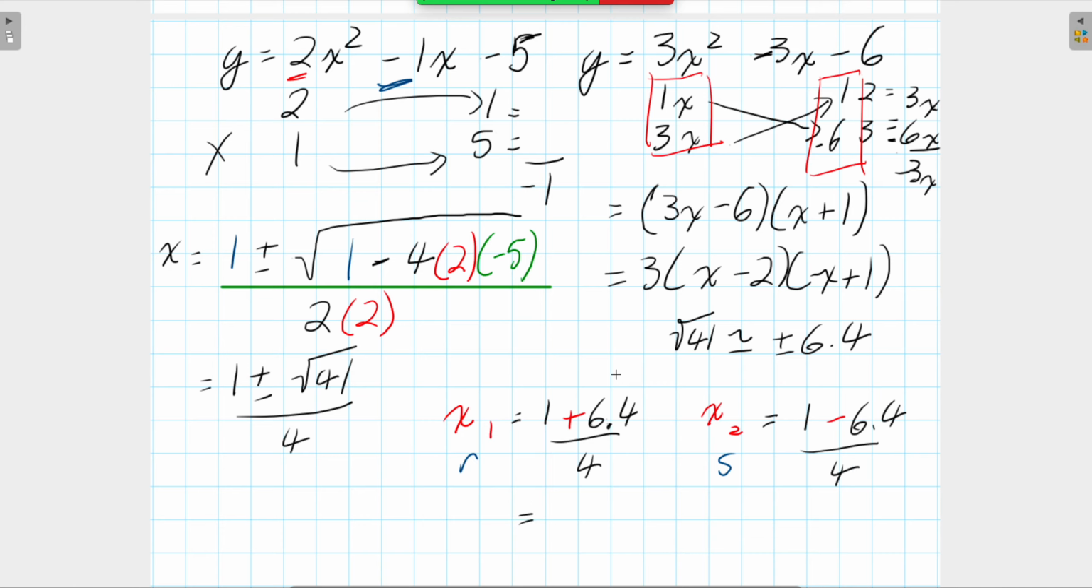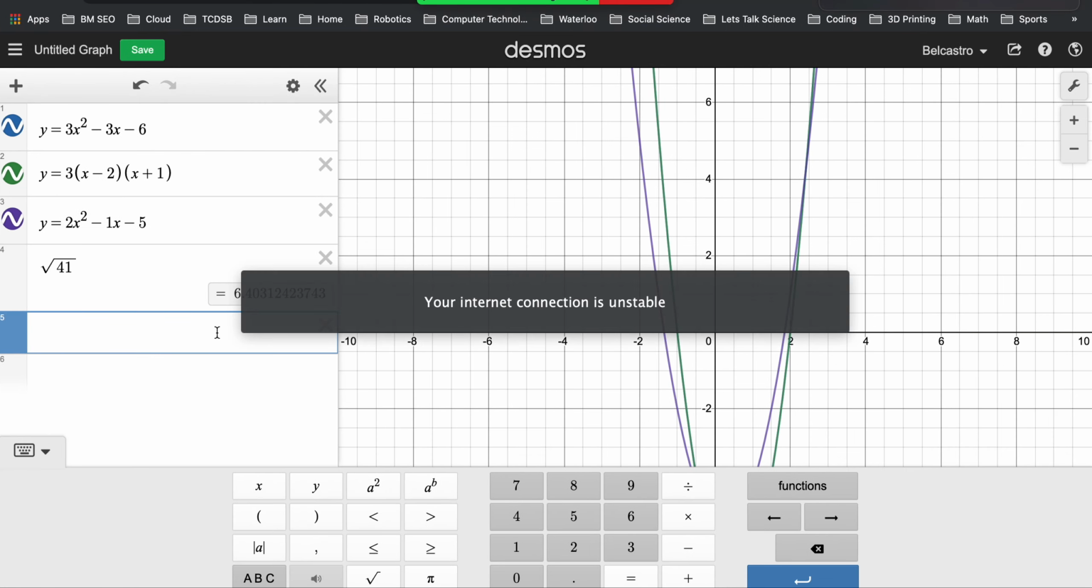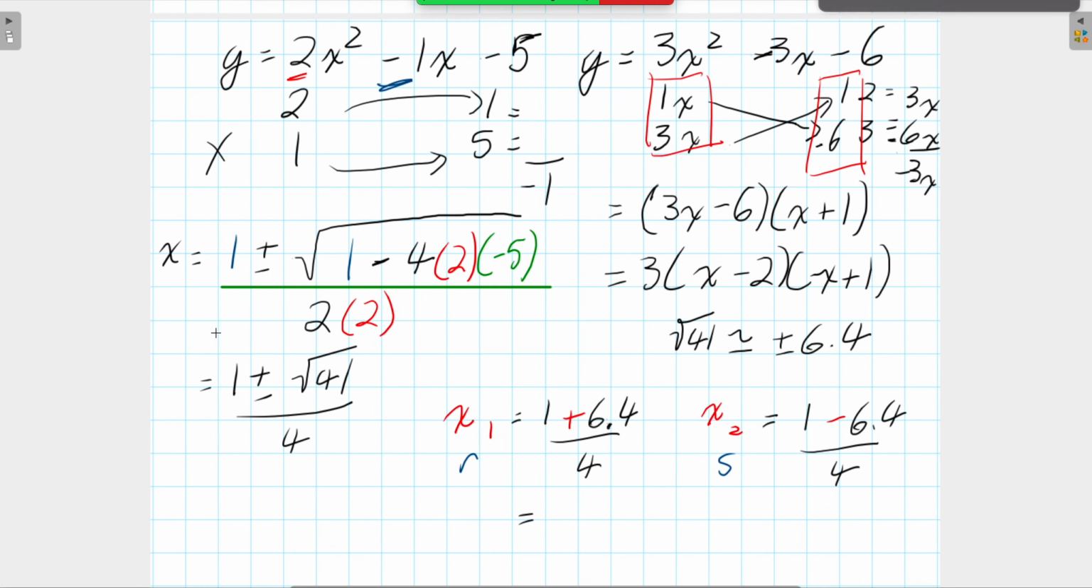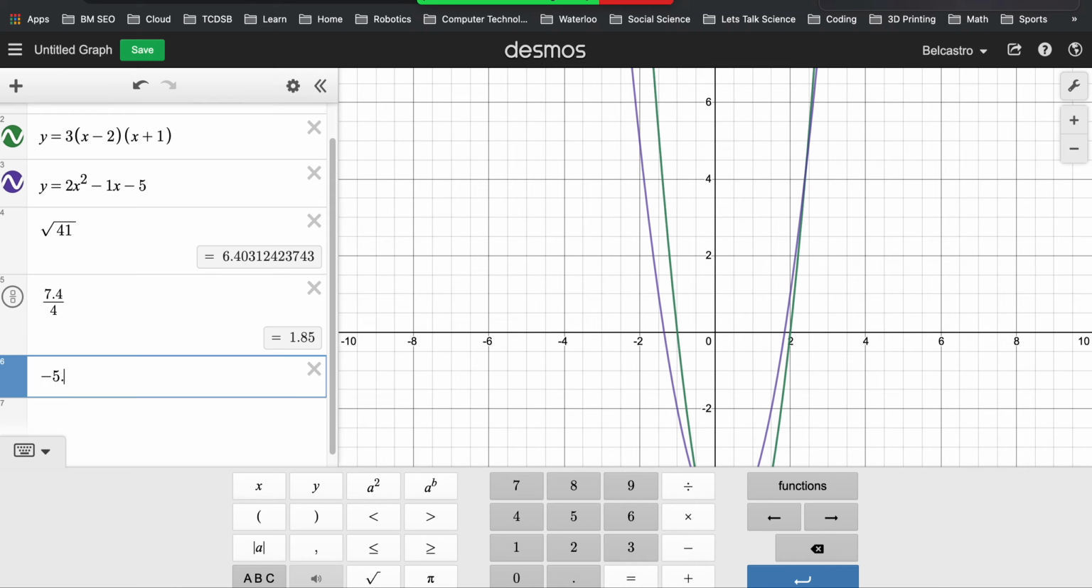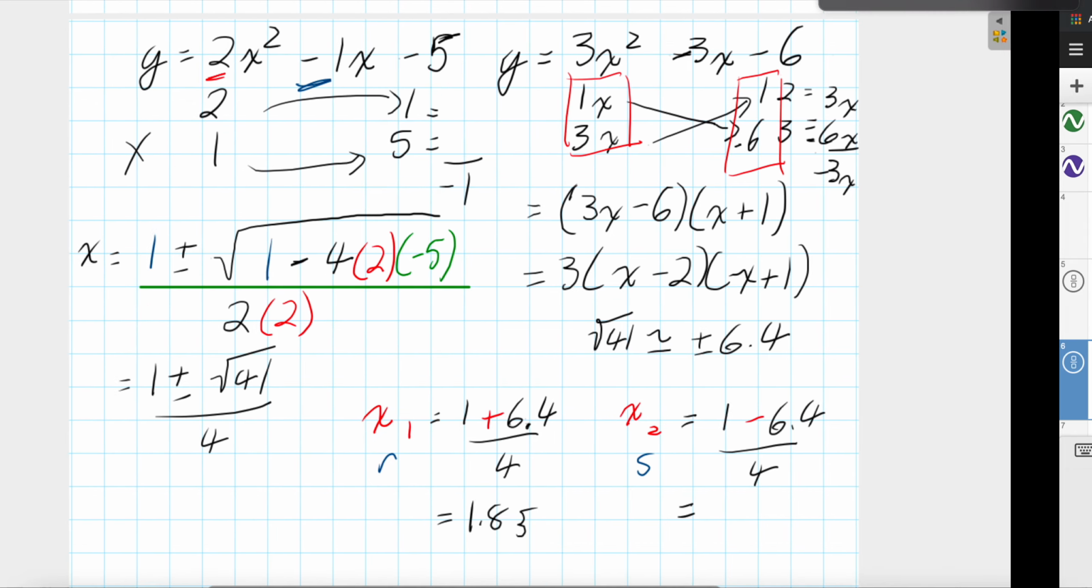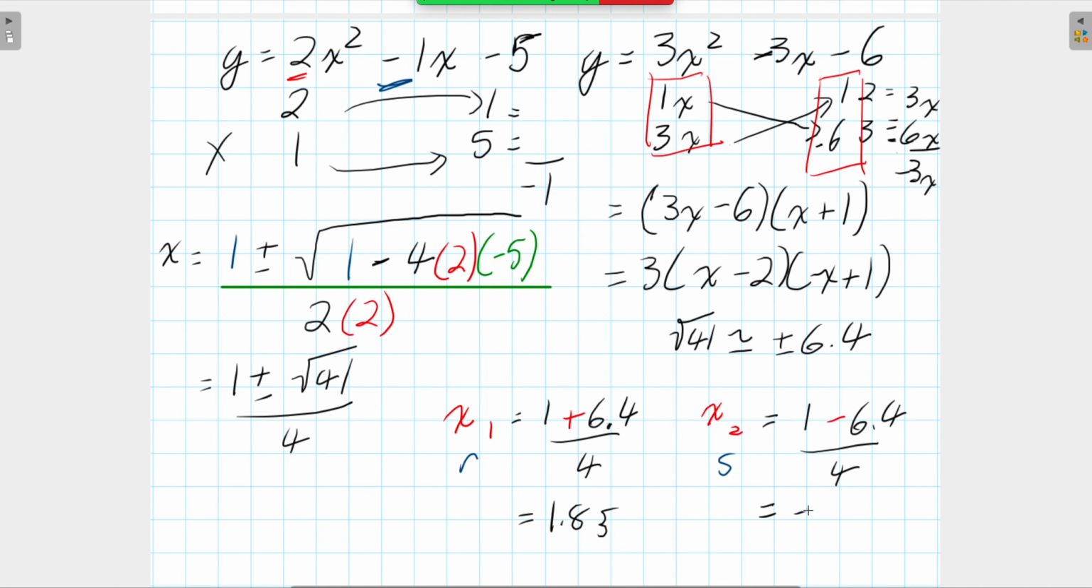1 plus 6.4 is going to be 7.4. Divided by 4. I'm going to have to do that in here. 7.4 divided by 4 is 1.85, okay? 1.85. And in this one, we end up with negative 5.4 divided by 4. Negative 5.4 divided by 4 is negative 1.35. Okay.